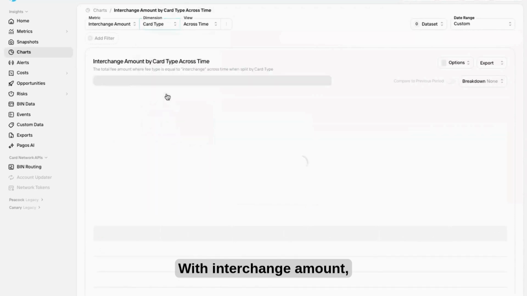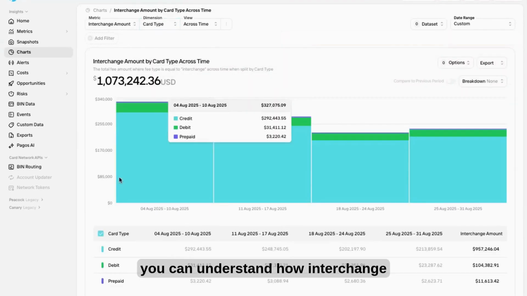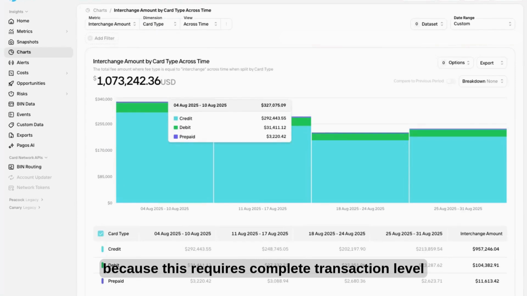With interchange amount, you can understand how interchange behaves based on card type, issuing country, BIN, or transaction attributes that influence network pricing. Processor support here is more limited because this requires complete transaction level interchange data. Please refer to our documentation to see which processors are currently supported.